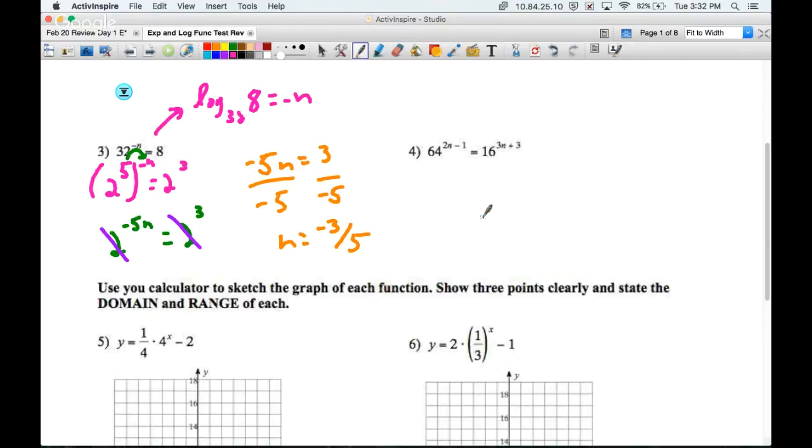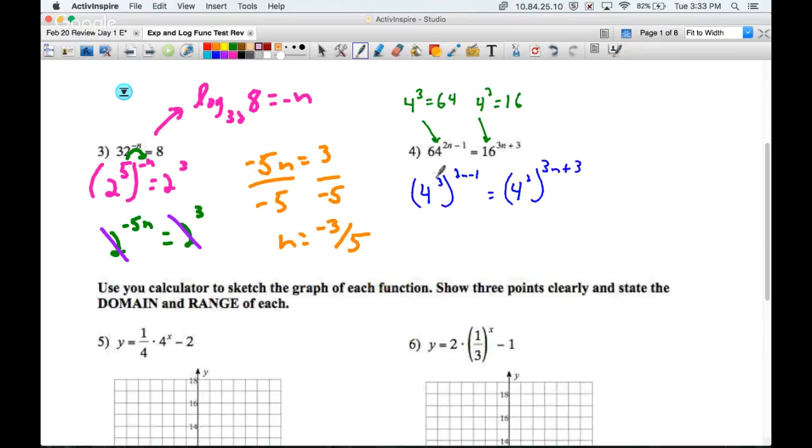Let's see. Number 4. 4 is an interesting one because of the linear equation that it creates. We're going to do this the same way. We're going to recognize that 64 and 16 can both be expressed as powers of the same base, and that base is 4. So 4 cubed equals 64, and 4 squared equals 16. So let's write them with those bases now. 4 cubed to the 2n minus 1, and 4 squared to the power of 3n plus 3.